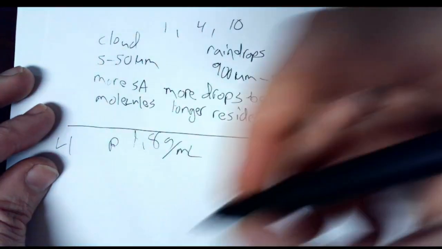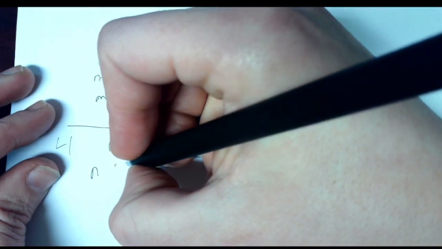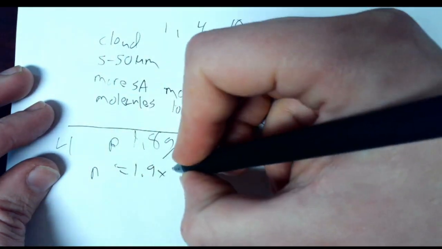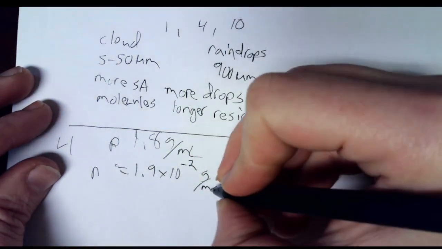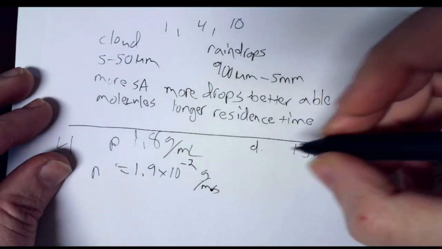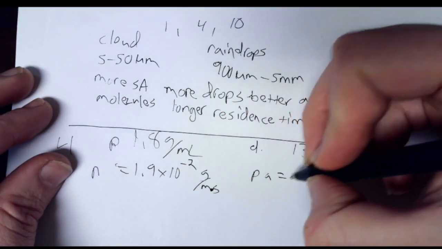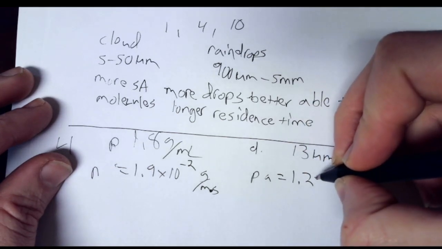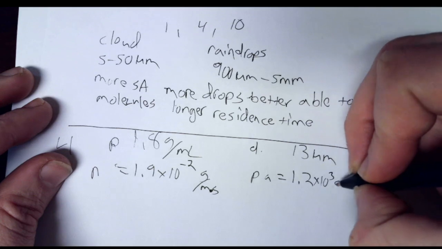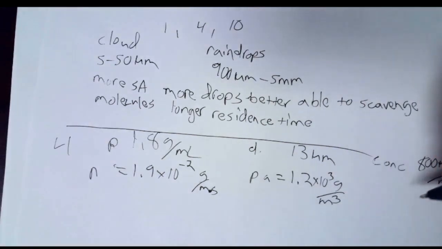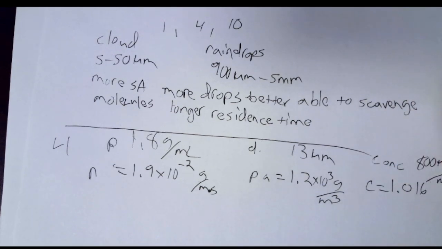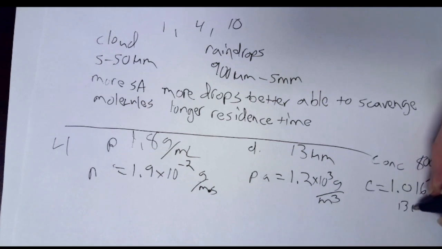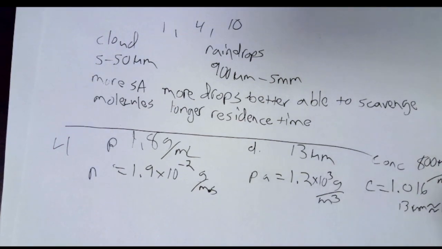So there's a few other things we need to assume. One is the eta of 1.9 times 10 to the negative second grams per meter second, and the density of air as 1.2 times 10 to the third grams per meter cubed, and the C of 1.016, where we're going to make the assumption that 13 micrometers is close enough to 10 micrometers to find that C value.